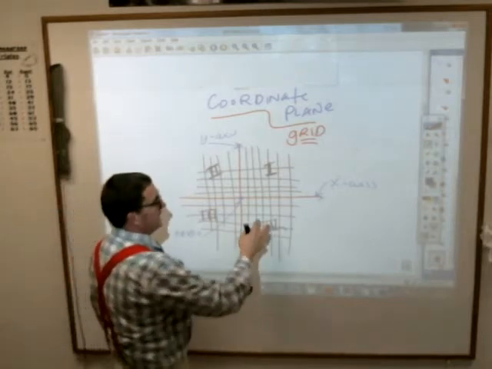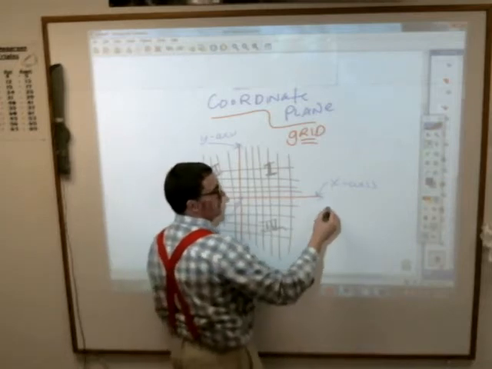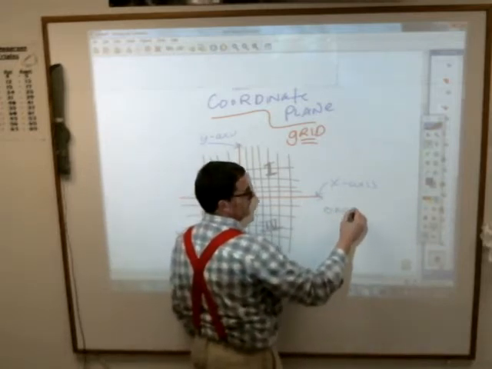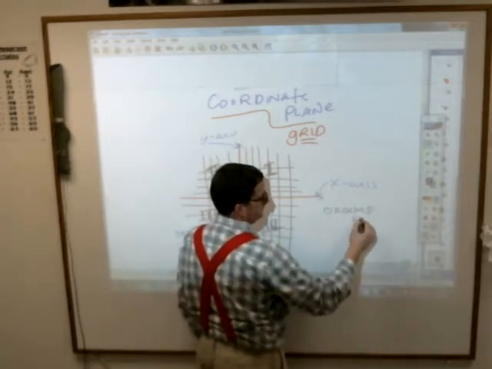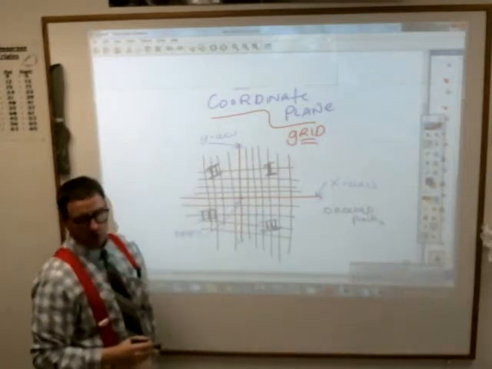And the way that you find actual points on those coordinate systems is what we call an ordered pair. It's called an ordered pair because the order of it matters.